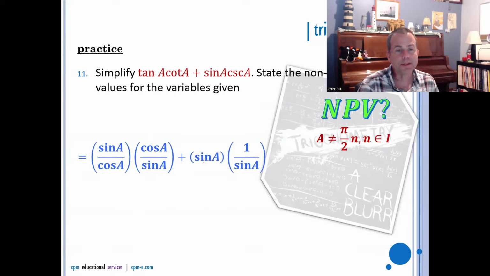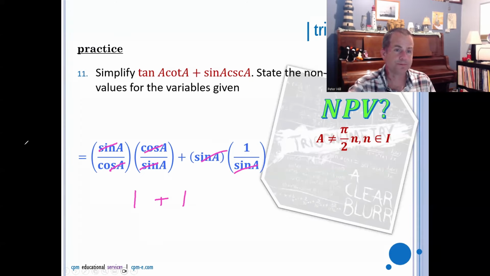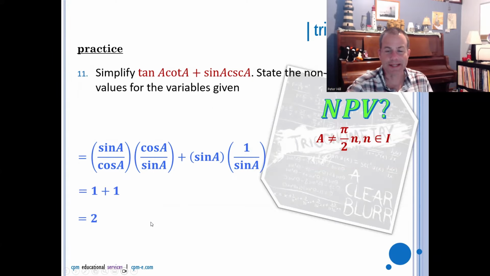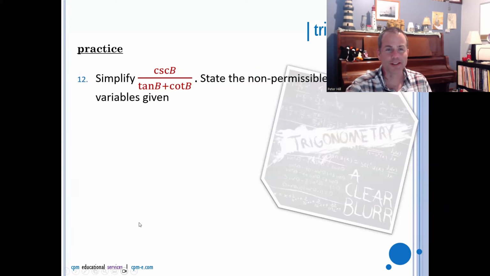Okay, now this is easy peasy. This guy's going to end up being 1, right? Because sine divided by sine is 1, cos divided by cos is 1. Sine divided by sine is 1. So I end up with 1 plus 1. So that simplifies to 2. Easy. We got this. We're going to make 100 on this diploma.